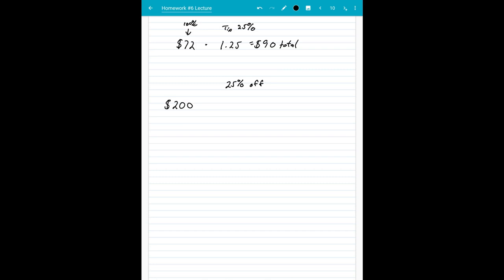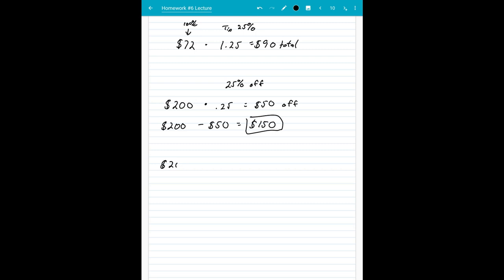Well, what people do mostly is they'll say 200 times 0.25 gives us $50, and that's $50 off. And they'll be like, oh, okay, $200 minus $50. That means I'm paying $150 for the purchase. But instead, what you can do is do the percentage off in the beginning.